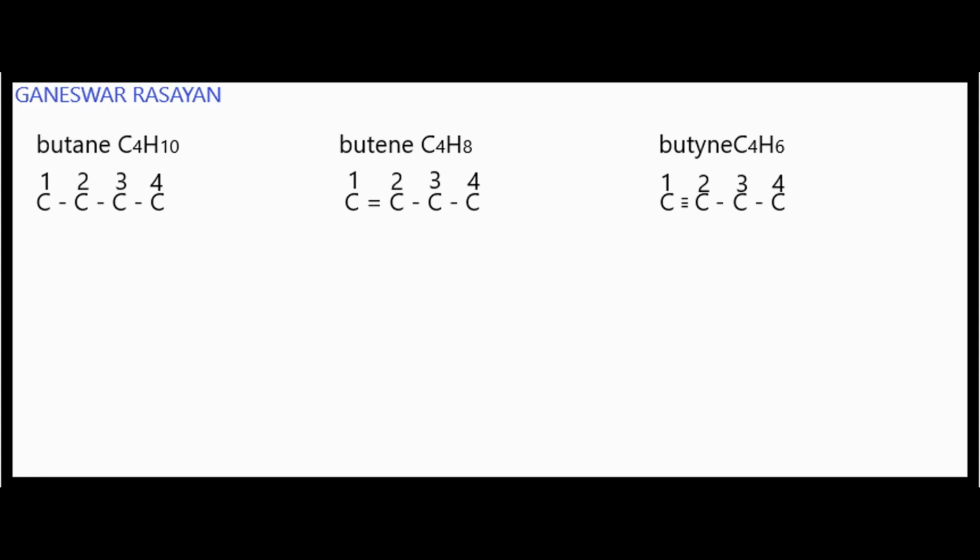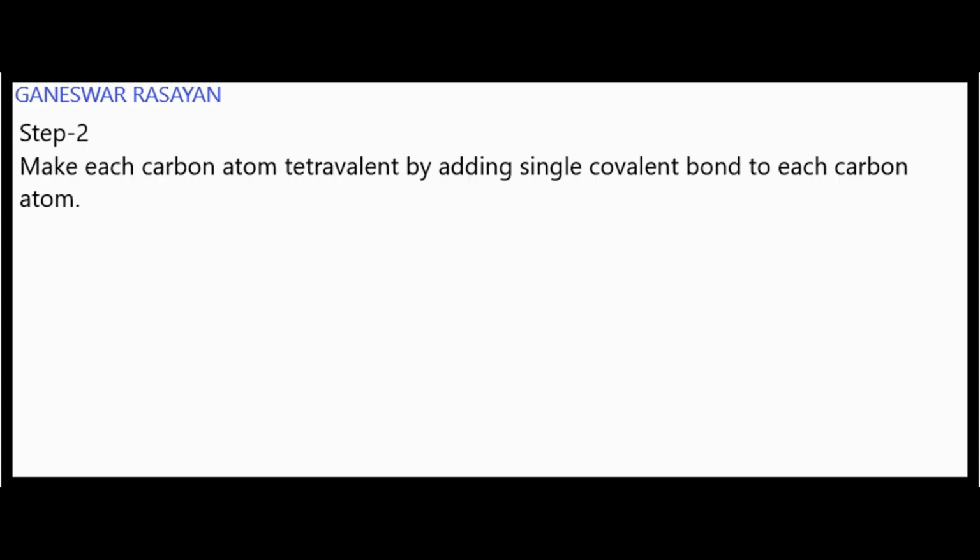Now let us number each carbon atom as 1, 2, 3 and 4. The numbering is done from left to right because double and triple bonds should get the lowest possible number. More clarification will be given in organic nomenclature. Step 2. Make each carbon atom tetravalent by adding single covalent bonds to each carbon atom. Simply saying, give 4 lines as the symbols of bond around each carbon atom, including the carbon and carbon bond.